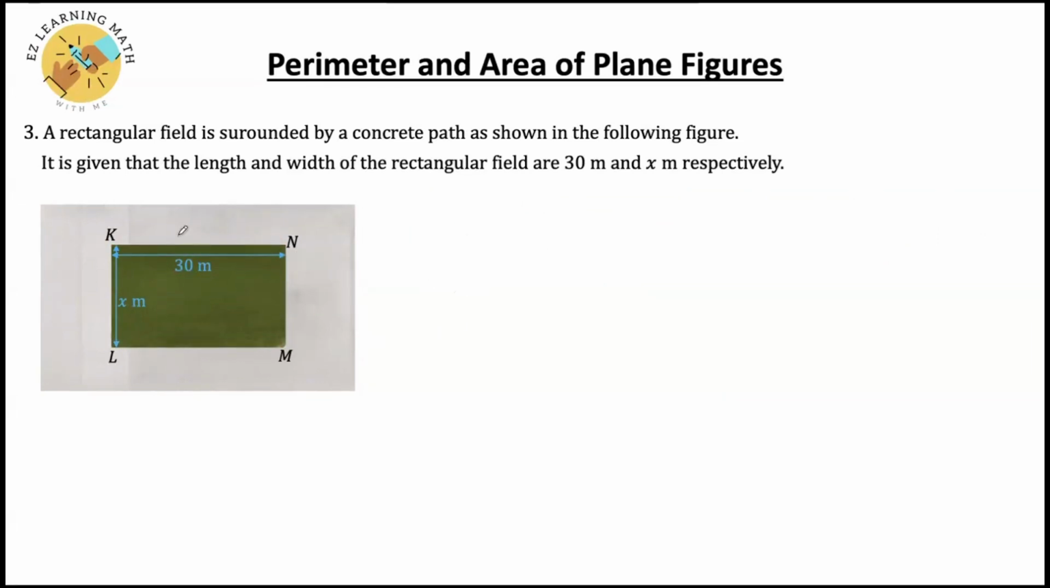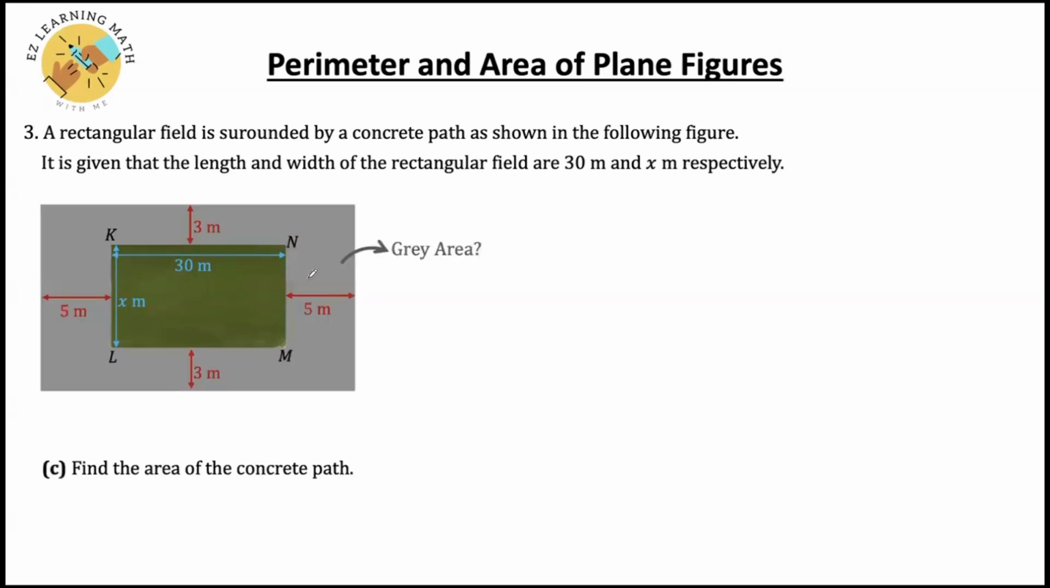Okay, next, from the figure, we can see that a rectangular field is surrounded by a concrete path, with the following information. Now find the area of the concrete path. So, we have to find the area of the gray region.